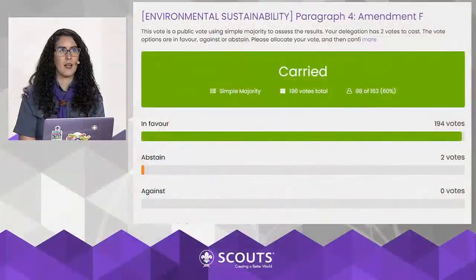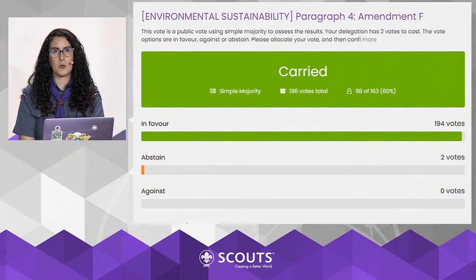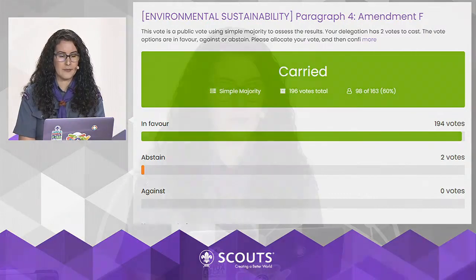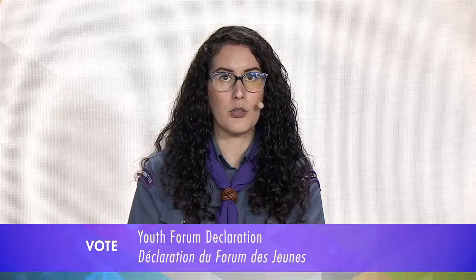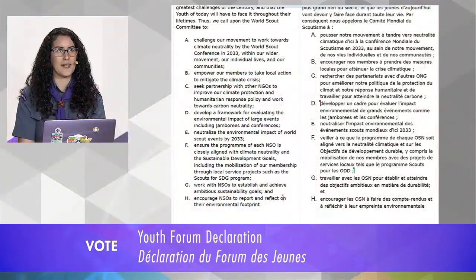And finally, we'll move to the amendment on sub-bullet point F to see the results. With 194 votes in favor, 2 abstentions, and 0 votes against, this motion is carried. We will now vote on the amended proposal, the whole proposal with the amendments incorporated.